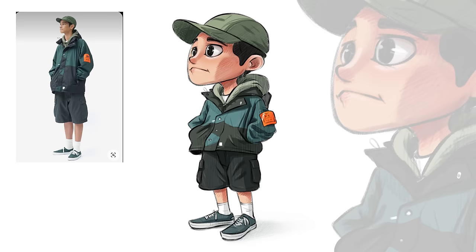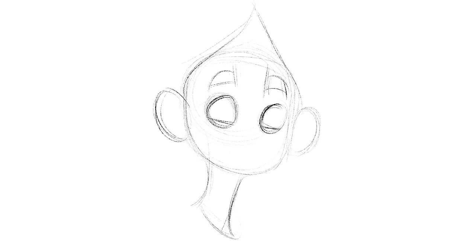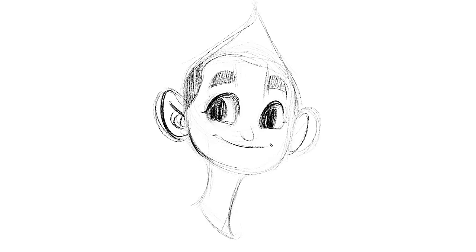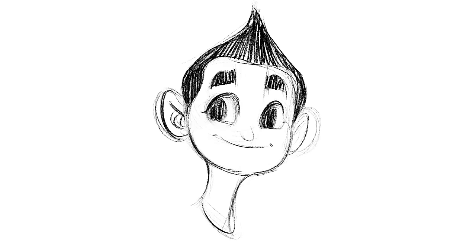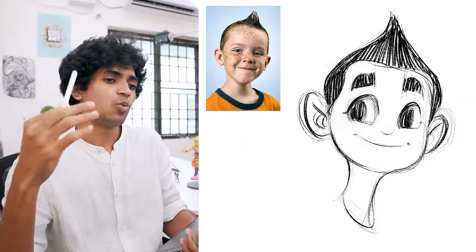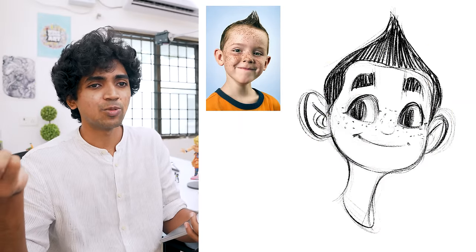Now here's the second tip, which is draw like a kid. So as you go through this art journey, where you're trying to learn new things, get better at art and all that stuff, you kind of get lost in the technicalities of things. You're like, man, I gotta focus on this, I gotta focus on that, I gotta learn this technique, that technique, and so on. No, you gotta know why you started this thing in the first place, which is, I wanna draw like a kid. Draw like a kid, what does that even mean?